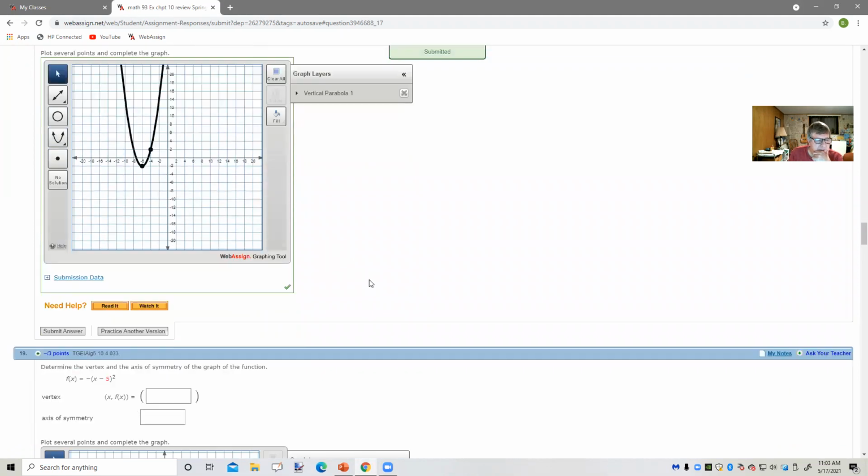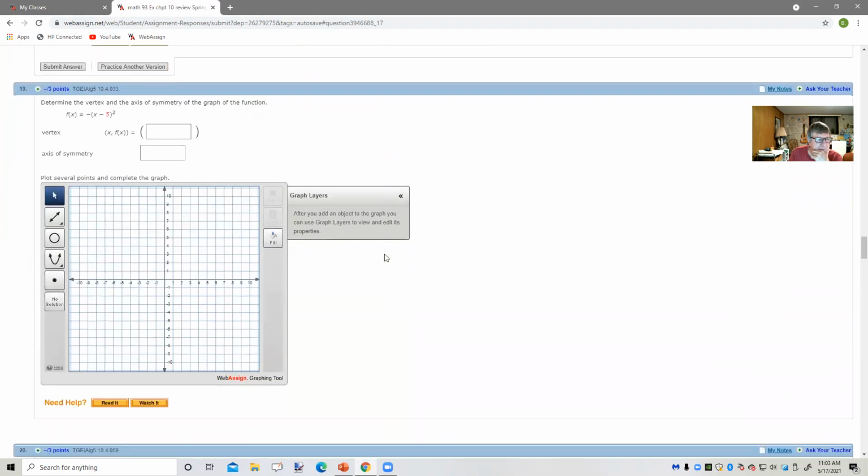Okay, let's do a couple more of these. So here, the vertex is going to be at h, k. H is 5. But what's k? Well, there's no constant out here, is there? So k would be 0. The axis of symmetry is at x equals h, so x equals 5. I've got the point 5, 0. But now I've got to find another point.